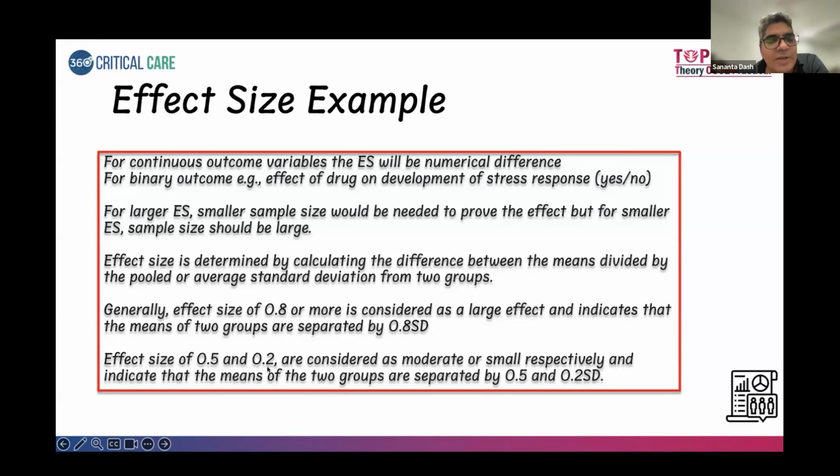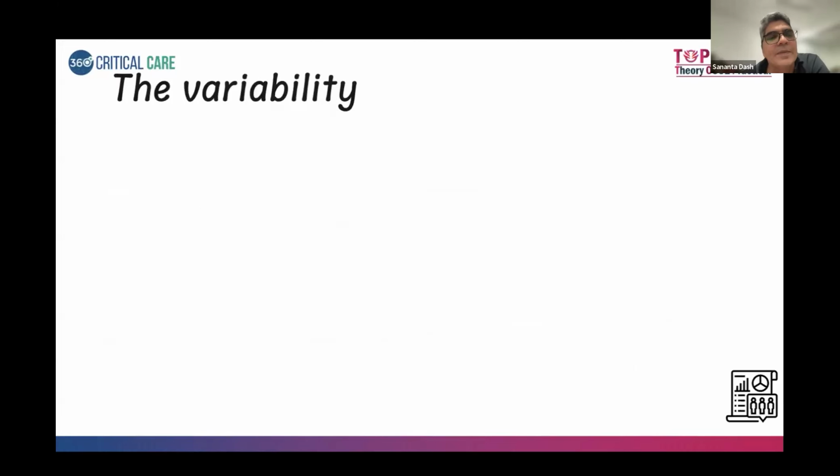Effect sizes of 0.5 and 0.2 mean moderate or small respectively and indicate that the means of the two groups are separated by only 0.5 or 0.2 standard deviation respectively. So if the effect size is less than 0.5, then the effect is not that great and the use of the drug or the intervention may not be justified. So you need to have an acceptable effect size.